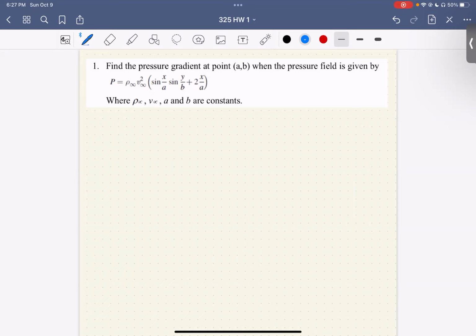I'm here to help. So let's just start with question 1. It's asking you to find the pressure gradient at a specific point, A, B, and you're given the pressure field expression as shown in the question right here, and you're given the constants. So it's very helpful. So let's first remind ourselves of the definition of a gradient.